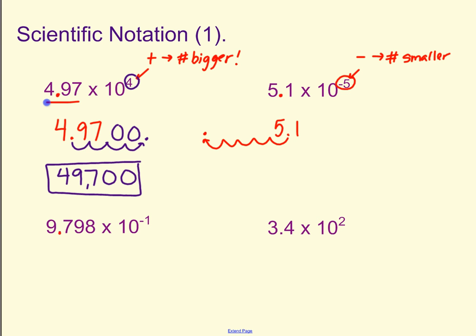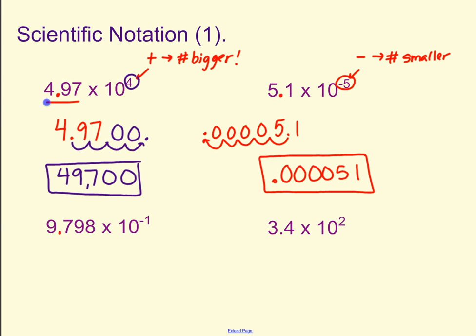Here's where the decimal ends up, and we want to fill in with zeros. So I have a 0 here, here, here, and here. So our final answer has point, and it looked like I wrote in 4 zeros, and then 5, 1. That's a really small number. So scientific notation that uses a negative exponent will give you a really small number.